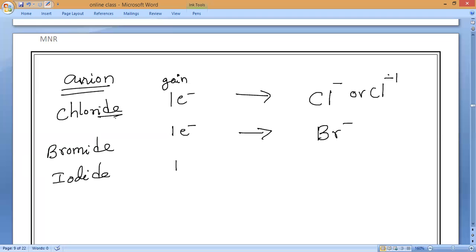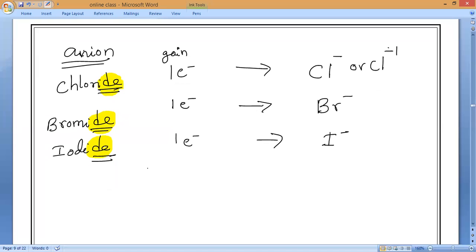See here, IDE is coming. 1 electron. You will remember by this time. Whenever you get an IDE, everybody observe, how many electrons is it gaining? 1 electron. Understanding? And it will turn into iodine minus, iodide we will say. Are you clear?